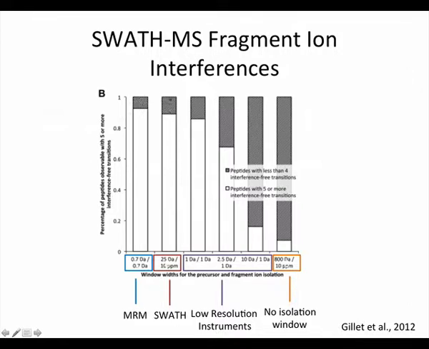And with SWATH, that gets a little bit worse. But with low resolution instruments, we get quite a bit more. And if we don't have an isolation window, we get a huge amount. So this is just showing the huge variation between the number of interferences that occur across different methodologies.